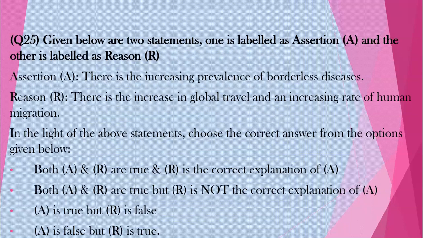Both A and R are true and R is the correct explanation of A. Both A and R are true, but R is not the correct explanation of A. A is true, but R is false. A is false, but R is true. Here A is assertion and R is reasoning, as you can see.